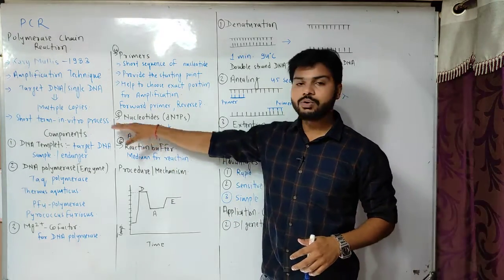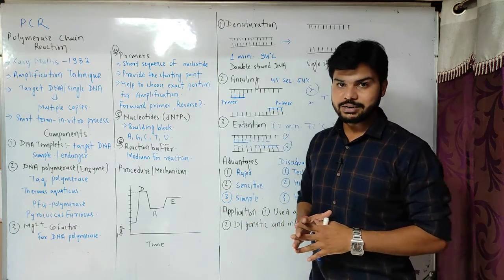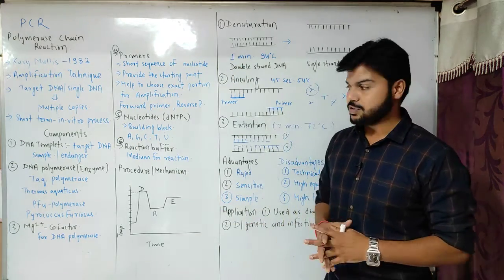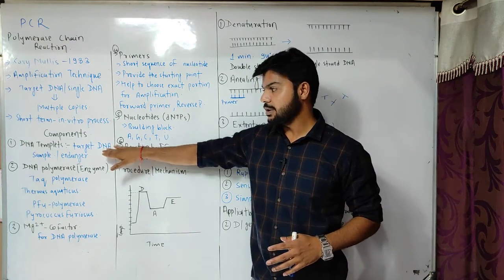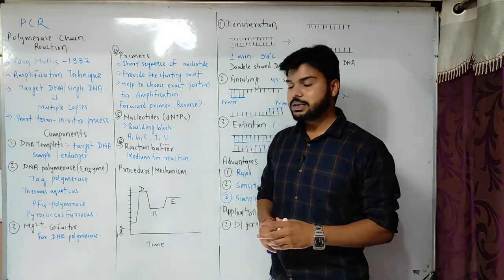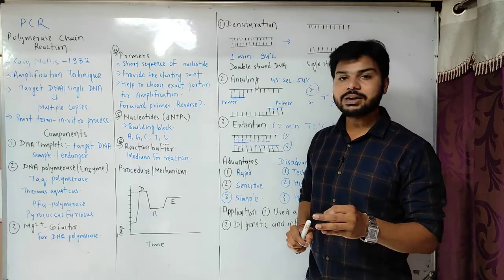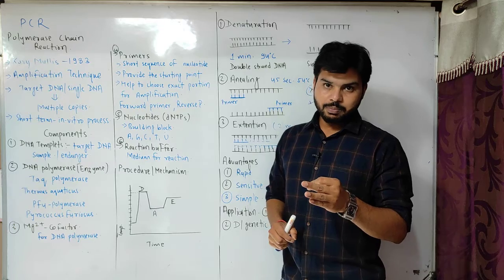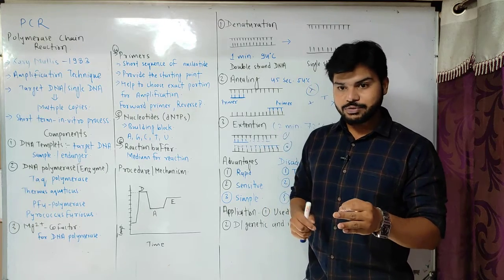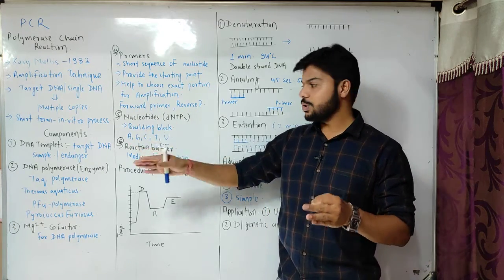Now we will talk about the components. What are the components that we utilize for this process? So there are about 6 components. First is the DNA template. What is the DNA template? This is the target DNA or sample DNA that is important, and for that we have to make multiple copies; that we call the DNA template.